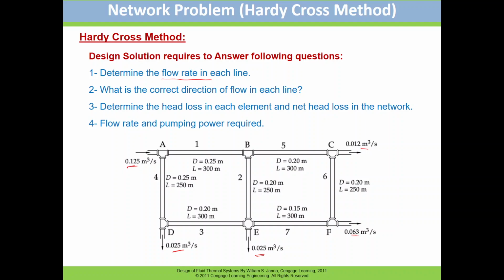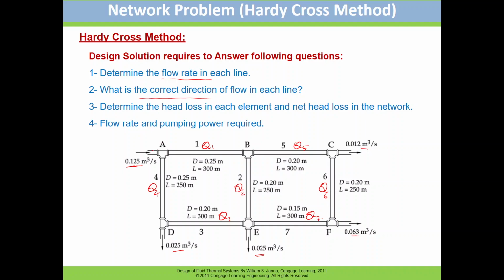By just knowing the flow at the exit, we cannot directly determine what the flow rate is here. Let's say this flow rate here is Q1 and the flow rate here is Q5. We don't know how much is Q1 and how much is Q2, how much is Q4, Q3, Q6 and Q7. By analyzing this network and solving the problem, we will know how much is the flow rate in each line and what is the correct flow direction.